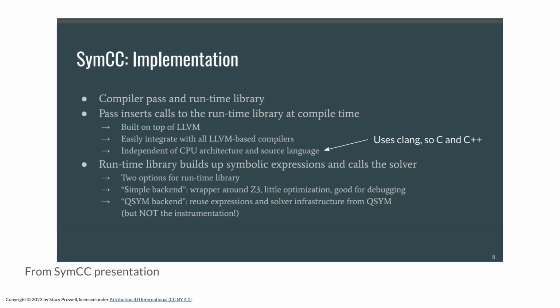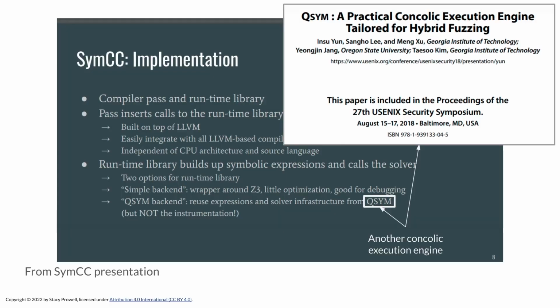They use Clang, so you support C and C++. Might be able to support Rust with a little bit of work. Simple backend is a wrapper around Z3. There's our friend Z3 again. And what is QSYM? QSYM is a Concolic execution engine for hybrid fuzzing. Another one. That's interesting. Why would they build a backend for this other tool called QSYM? Reuse the expressions and the solver infrastructure from QSYM, but not the instrumentation.